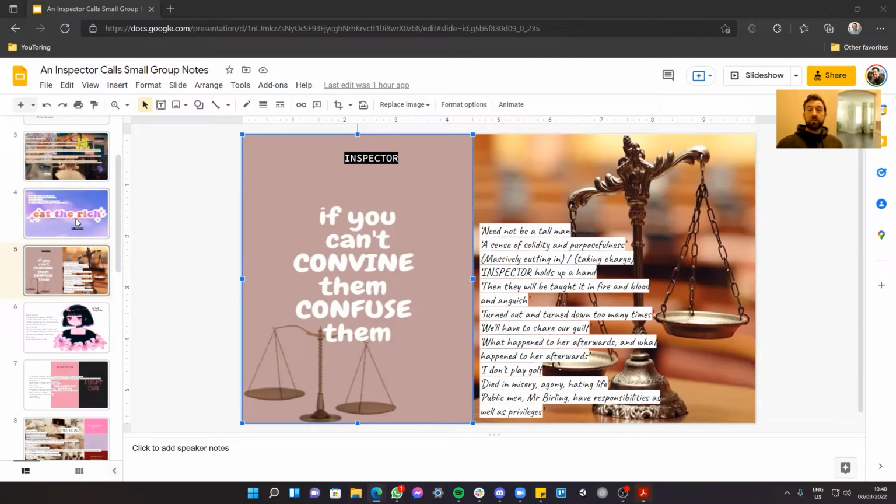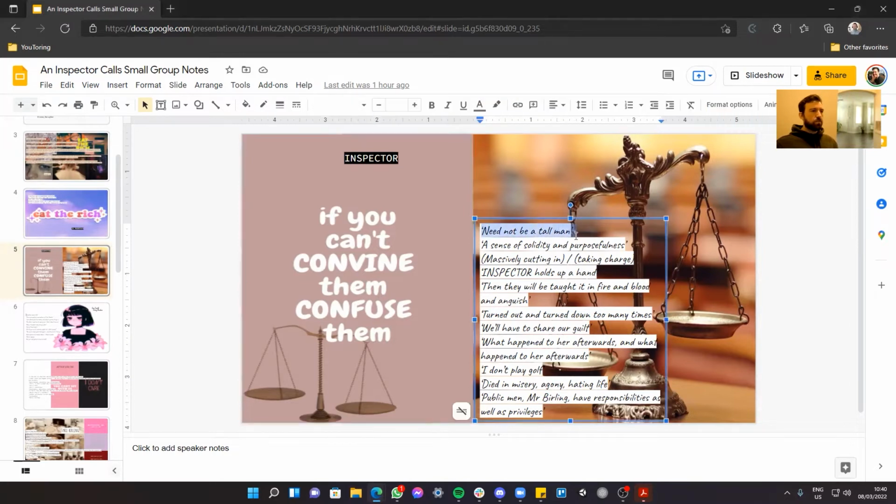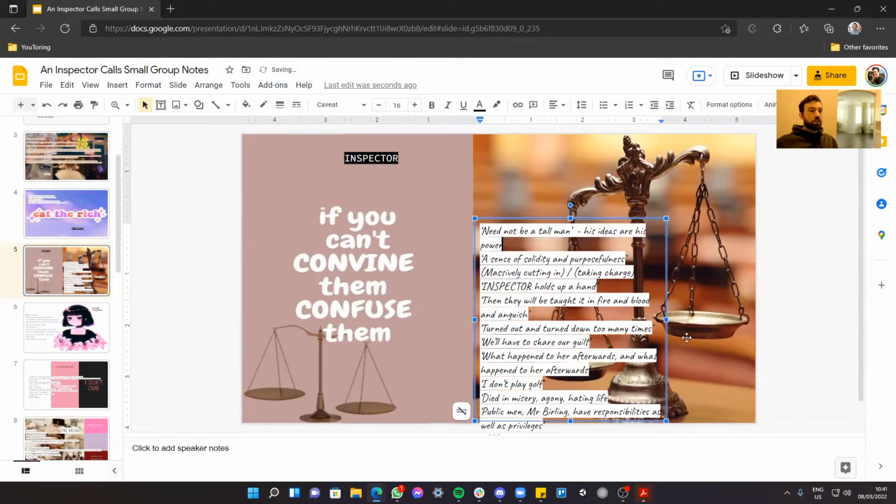So let's dive into some quotes for the inspector now, and then we'll try and get a model answer in as well before the end of the session. So the first thing about the inspector is that he "need not be a tall man." I really like that as one of the first stage directions at the very beginning as he enters in Act 1. Now, the reason that I think that's so important is because his ideas are his power. Okay, his ideas are his power.